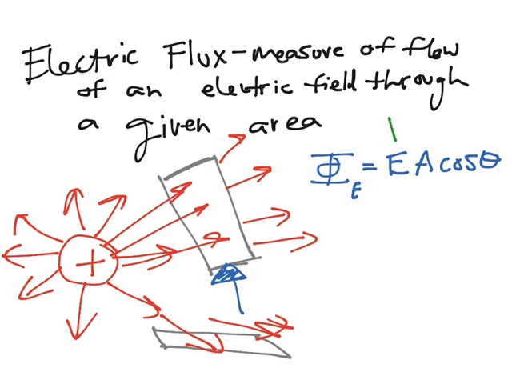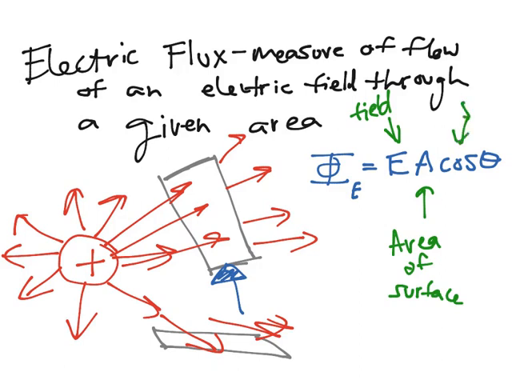So this is the electric field. The area of your surface. And it must be a surface, not a closed object. This is how much it is tilted.